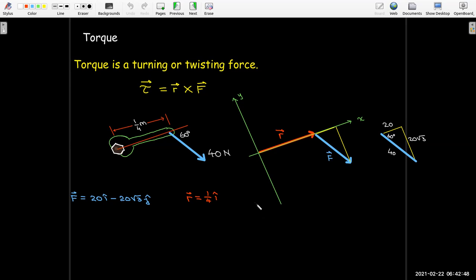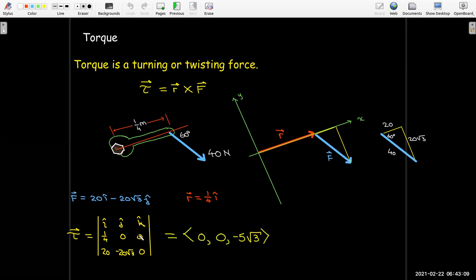Let's go ahead and calculate the cross product. Well, you say to yourself, wait a minute, they don't have a z component. Well, no, the z component, we just didn't write it down. The z component is 0. So we can still calculate the cross product. And using our memory aid, we'll find that the i component and the j component are both 0, and the k component is just going to be negative 5 radical 3.